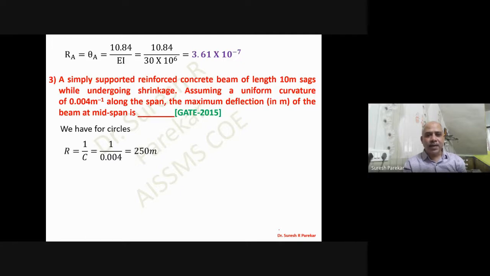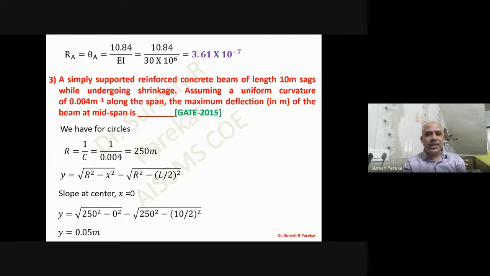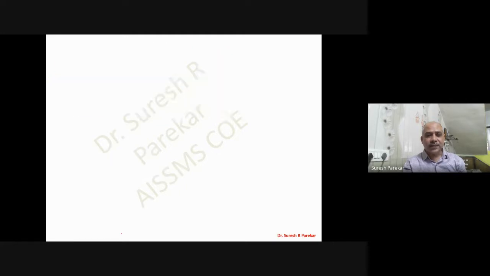Then we have a simply supported concrete beam of length 10 meters with sag. This is related to cables, you can see, where we have R equal to 1 by C, and we will get R as 250 meter. And what we are interested in is y, so root of R square minus X square. At the center we have X equal to L by 2, and for slope at the center we have X equal to 0. Then we have Y equal to root of 250 square minus 0 square. So R square minus X square is the formula for determination of deflection in cables. And from this we will get Y as 0.05 meter. That is the answer for this.